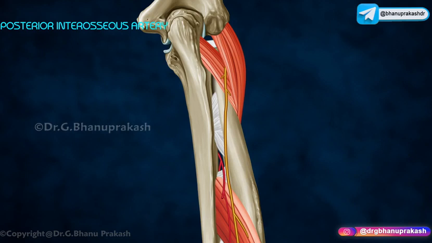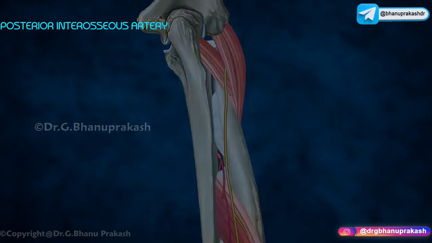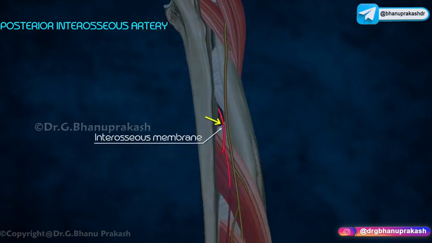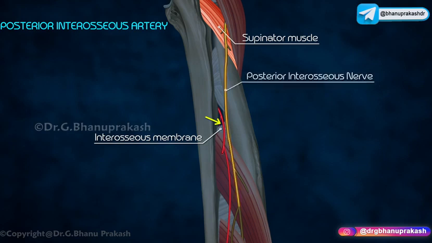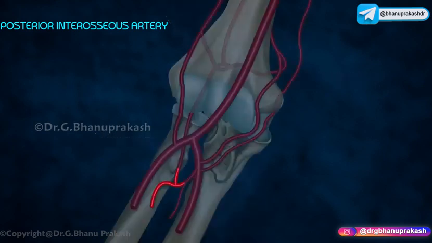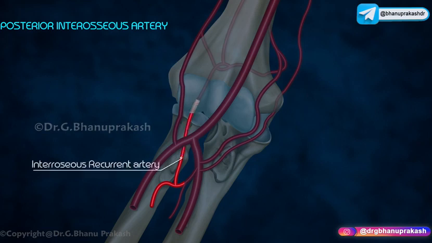Posterior interosseous artery. It passes over the top of the superior border of the interosseous membrane to its posterior side, where it emerges from beneath the supinator muscle in the posterior forearm compartment adjacent to the posterior interosseous nerve. It gives off an interosseous recurrent artery which participates in the anastomosis around the elbow joint.